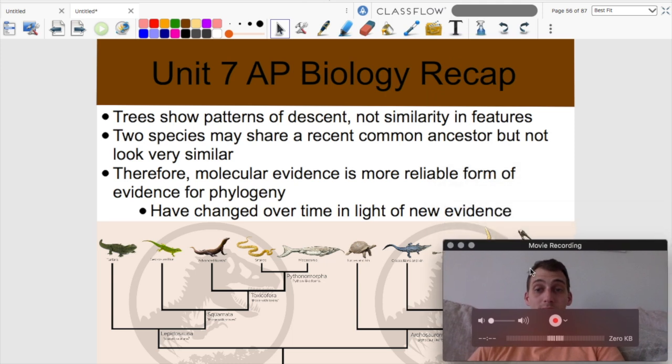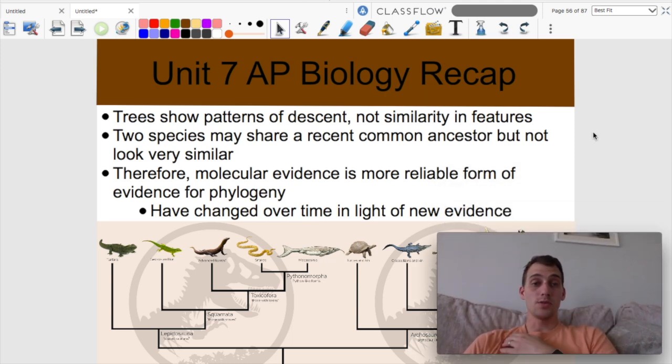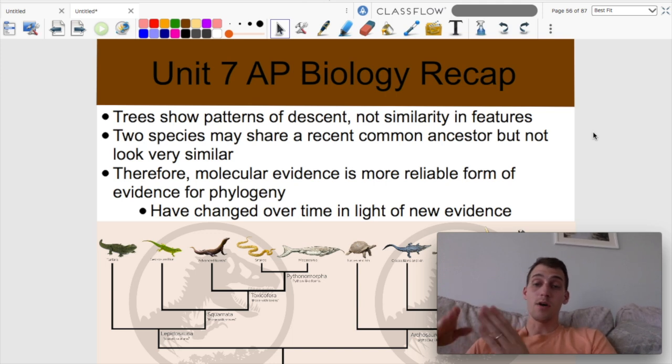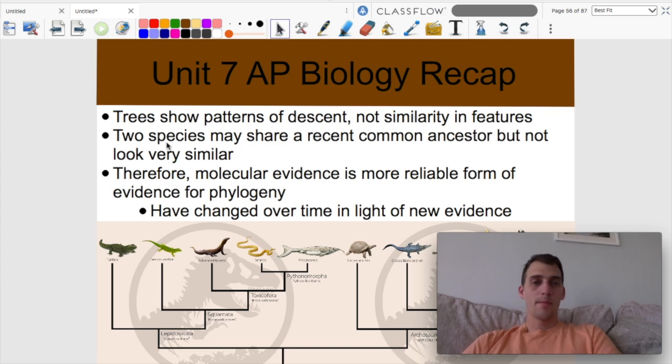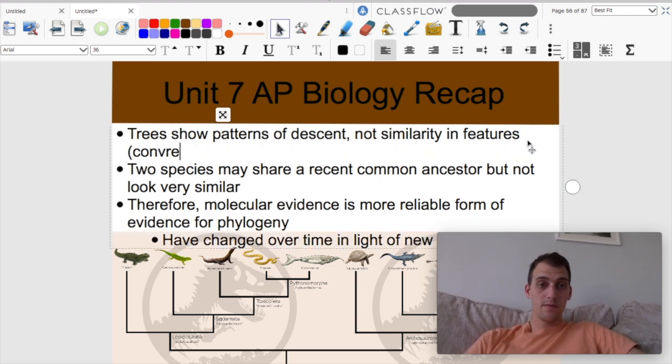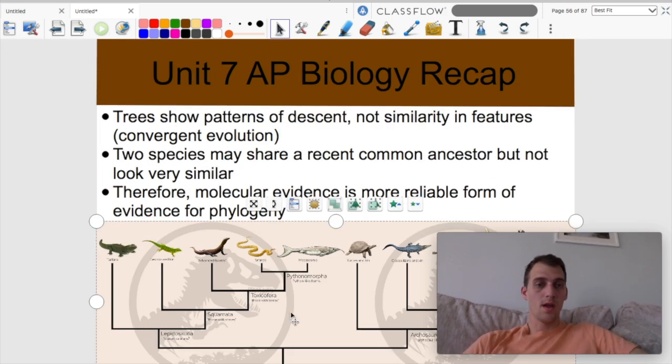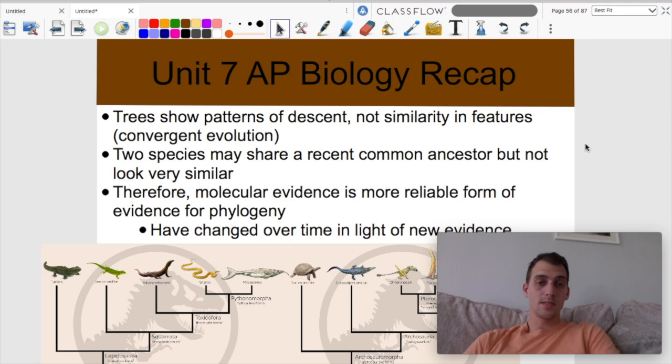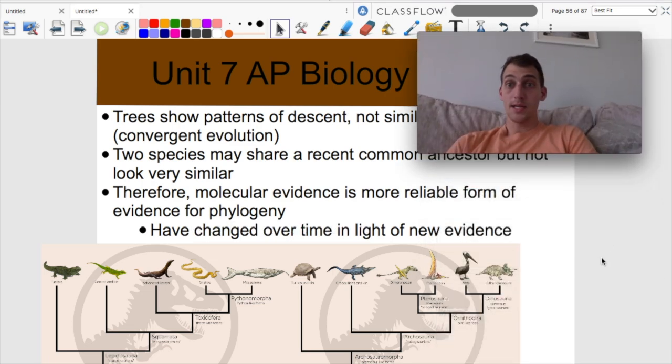They show patterns of descent, not necessarily similarity in features, right? So even though two species might look really similar, they might not be closely related, and that might be because of what's called convergent evolution, where two distantly related species evolve similar traits because of living in a similar environment. That's what we call convergent evolution. All right, so they converge, right? They come closer together. So therefore, molecular evidence is the more reliable form of evidence for phylogeny.